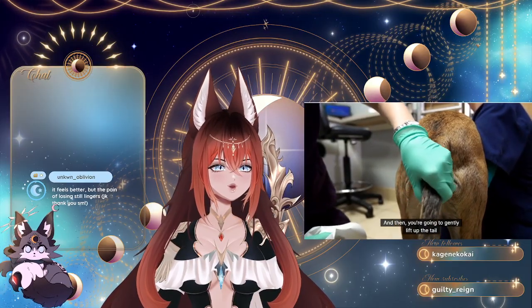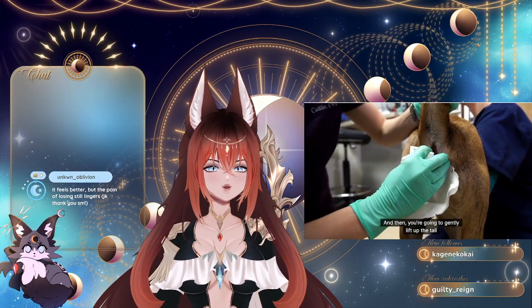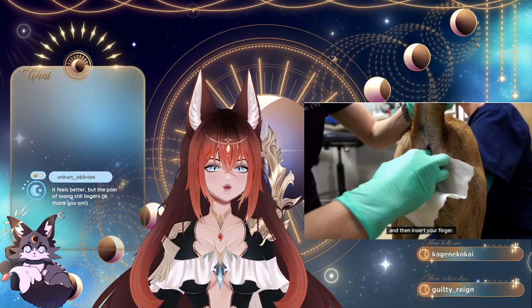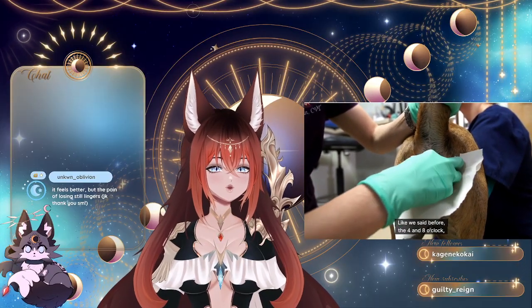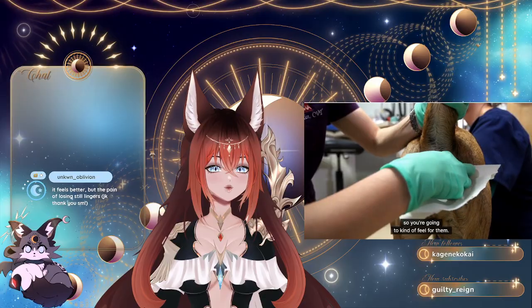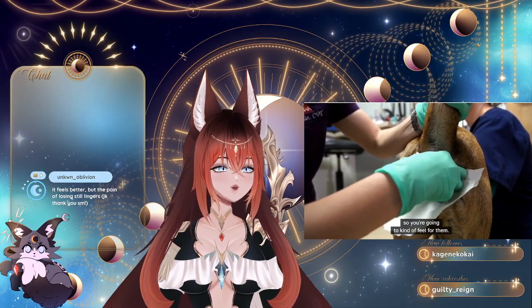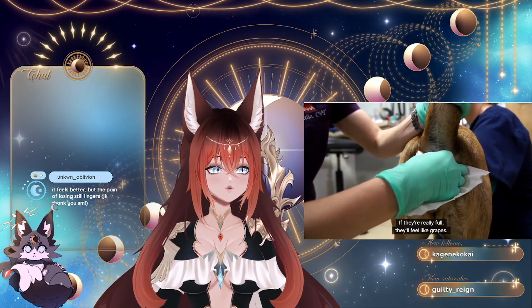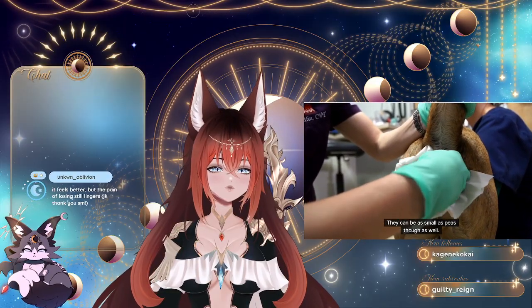Gently lift up the tail. Insert your finger into the booty hole. Like I said before, they're at 4 and 8 o'clock, so I do 6 and 9. Feel for them. If they're really full, they'll feel like grapes. They can be as small as peas though as well.